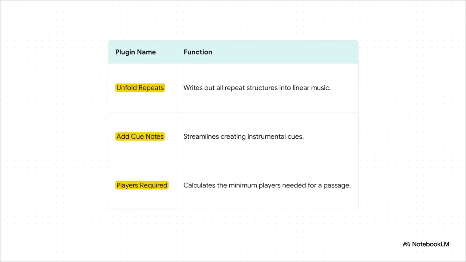Add cue notes. This just makes one of the most boring parts of making instrumental parts way, way easier. And players required is just brilliant. It looks at a section of music and tells you the absolute minimum number of players you need to play all the notes. Perfect for when you're writing those really dense string parts.